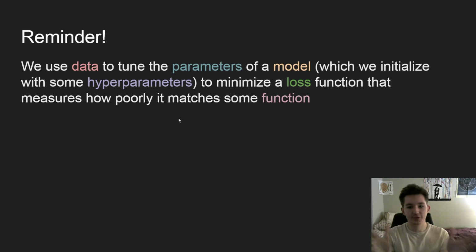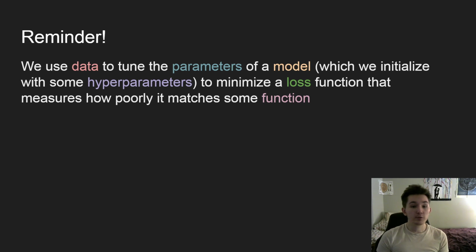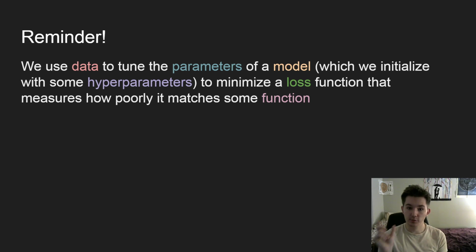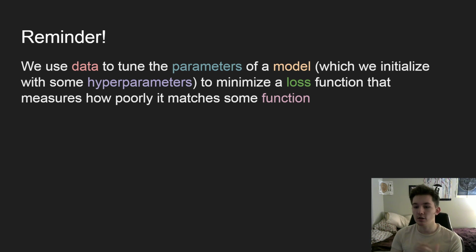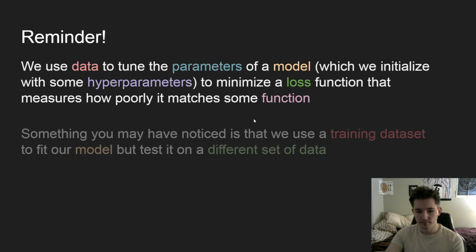Alright, so here's our new definition of machine learning as it stands. We will use data to tune parameters of a model, which will be initialized with hyperparameters, to minimize a loss function that measures how poorly it matches some function. We might even want to call this a data distribution, as we'll see at some point, but for now we'll just call it a function.